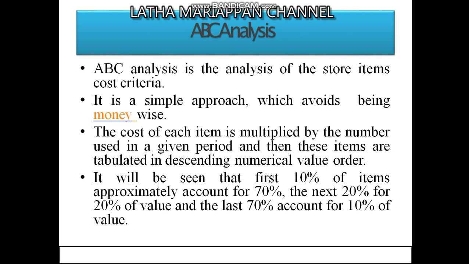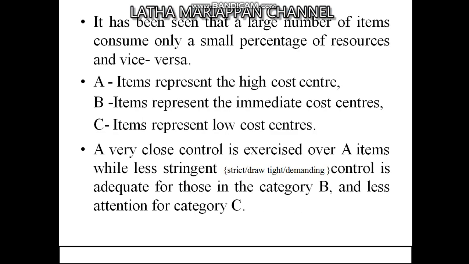The cost of each item, you have to multiply with the number used in a given period. Then you have to tabulate that data in descending numerical value order. It will be seen that the first 10 percent of items approximately account for 70 percent of value, the next 20 percent for 20 percent of value, and the last 70 percent account for 10 percent of value. We will see now. It has been seen that a large number of items consume only a small percentage of resources and vice versa.